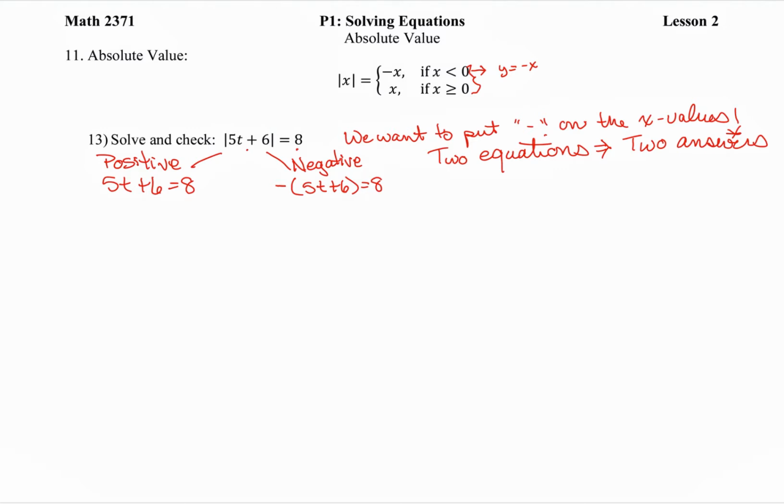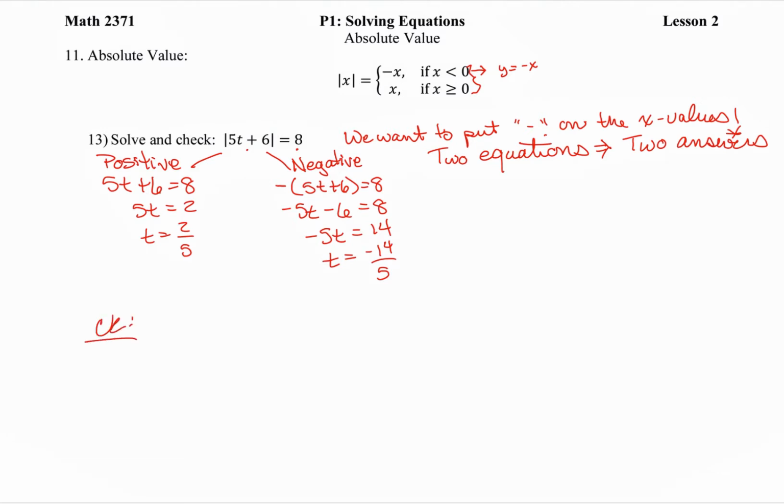Okay? Now, these are just simple equations. You just solve them like normal. So I'm going to pull the 6 to the other side. So I have 5t equals 2. So t equals 2/5. Simple. I distribute my negative sign: negative 5t minus 6 equals 8. Negative 5t equals 14. So t equals negative 14/5. And we're done. And then we need to check.